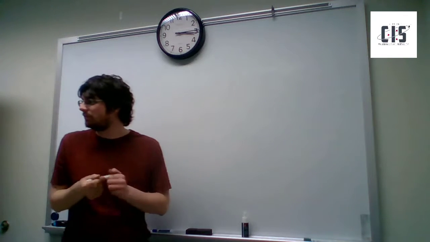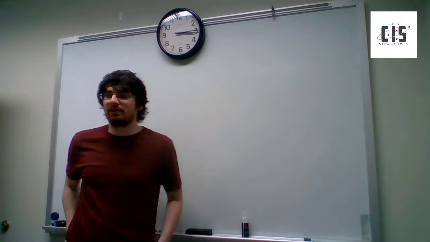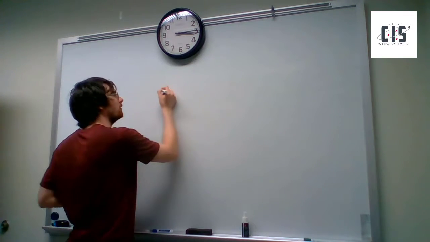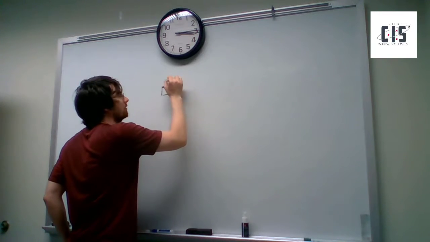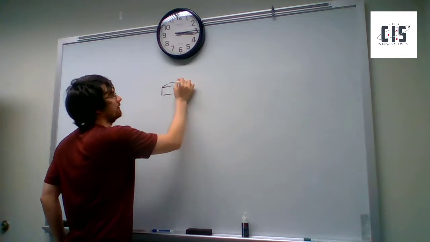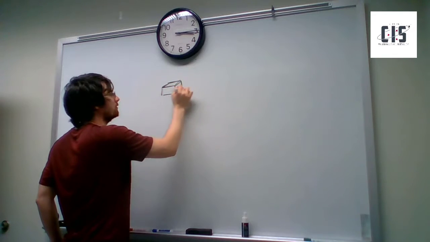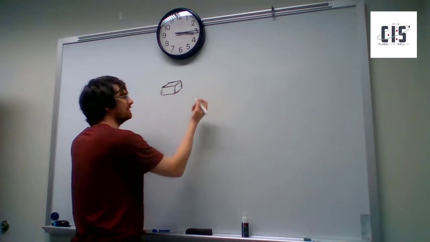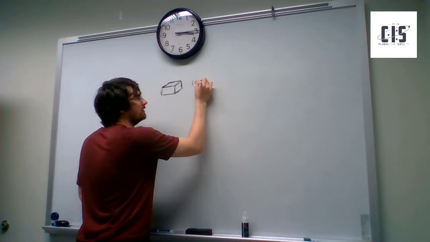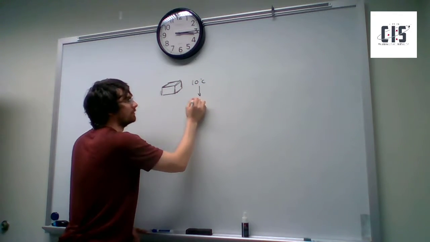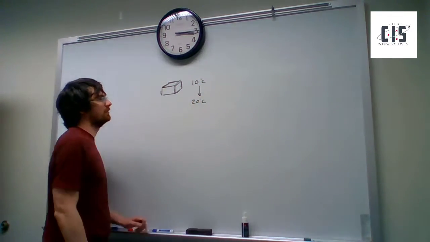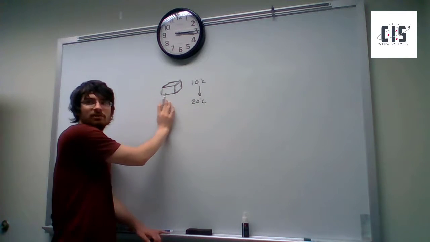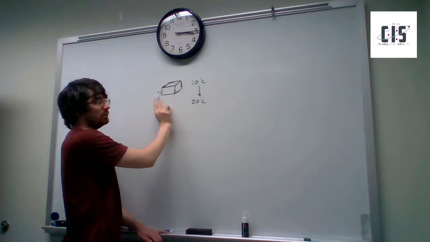If you have, say, a block of concrete or metal or whatever, and you need to warm it up a little bit. Say it's at 10 C, and you want to get it to 20 C. How much heat do you need to add to it to warm it up by that amount?